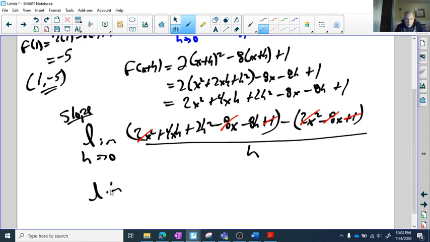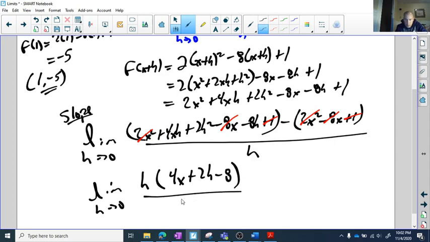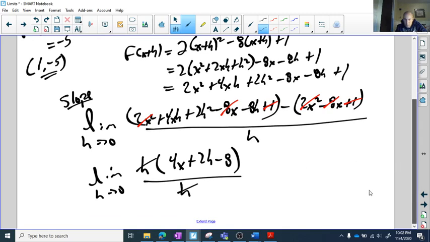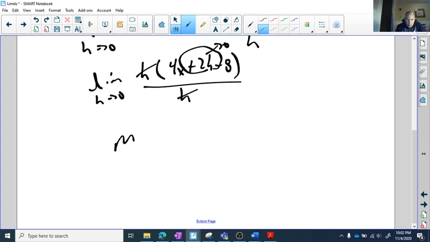So if you look at this, now I'm left with the limit as h goes to 0. Notice every term that's remaining will always have an h in it. So you're going to factor that h out, and you're left with 4x plus 2h minus 8, all divided by h. Cross the h's out. H can now go to 0 without getting 0 over 0 anymore. So you actually put 0 in for the h, which means this term will become 0, leaving you with this answer. And this is your slope, so I'm going to call it m now.